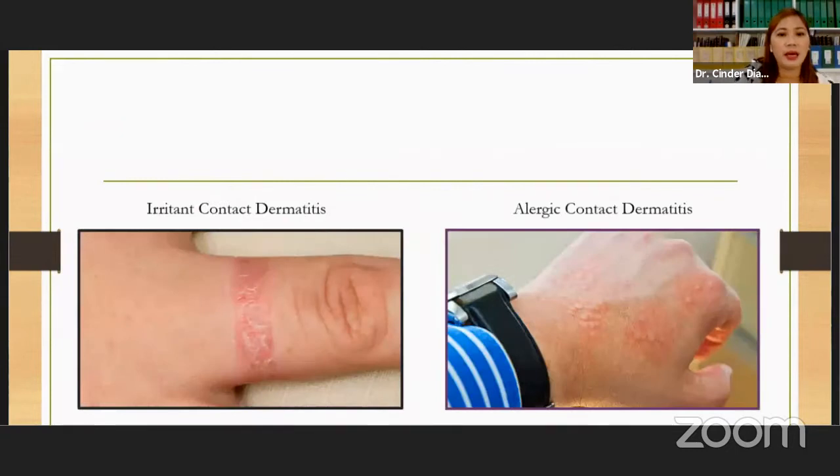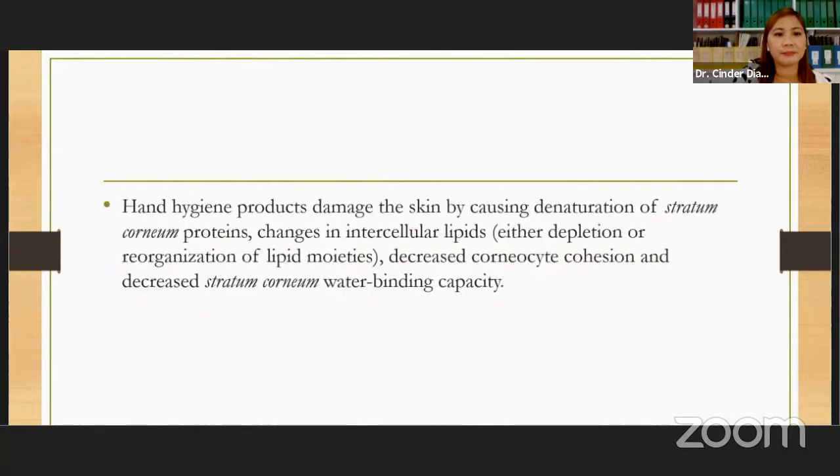Okay. So this is a picture showing irritant contact dermatitis and allergic contact dermatitis. Hand hygiene products damage the skin by causing denaturation of stratum corneum proteins, changes in intercellular lipids, either depletion or reorganization of lipid, decreased corneocyte cohesion, and decreased stratum corneum water binding capacity.